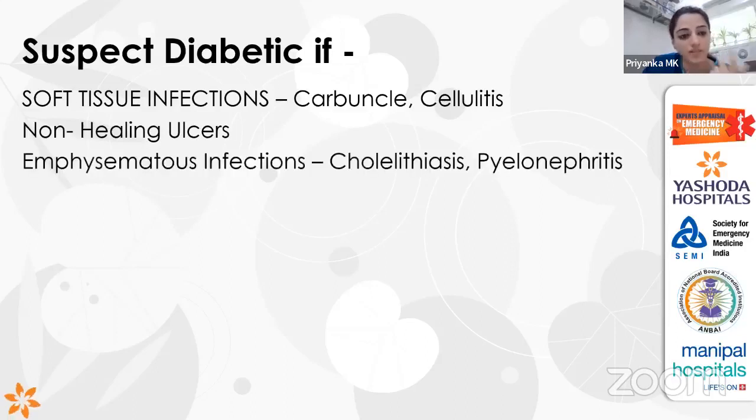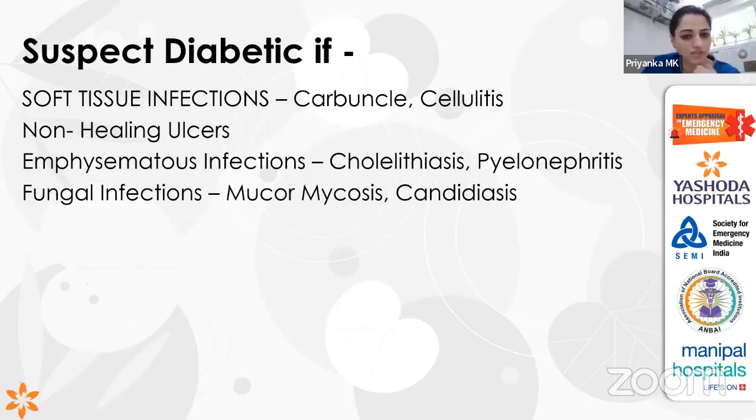Emphysematous infections like emphysematous cholecystitis and pyelonephritis are diabetes-defining infections. So if you have a patient coming to you with emphysematous cholecystitis or emphysematous pyelonephritis, you need to screen the patient for the presence of diabetes. Fungal infections, mucormycosis and candidiasis. Patients present mainly with fungal infection, and when you check the sugar it might be 300 or 350. And when you go back and ask them for a history, they may tell you that they are polyuric or polydipsic.